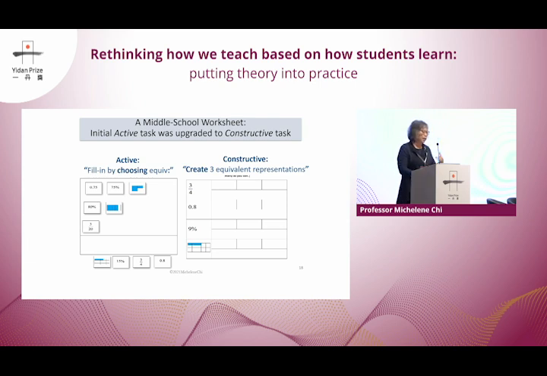The first example is a typical example in math where you're supposed to choose by filling in the equivalent relationship, right? So you just choose, and that, we now know, is active.